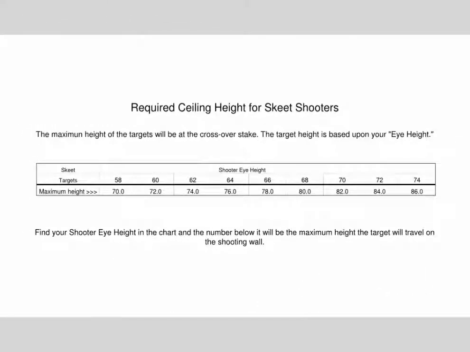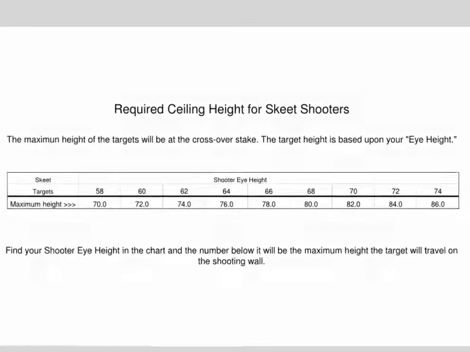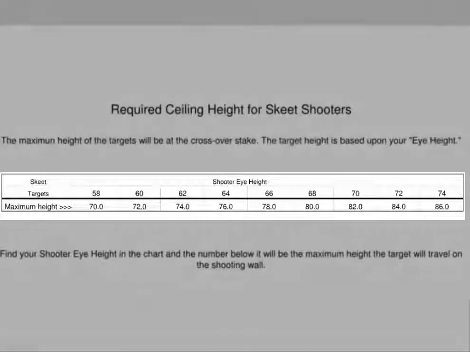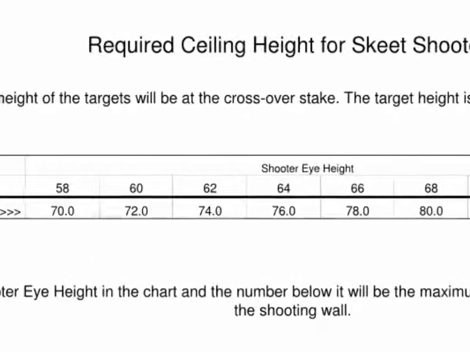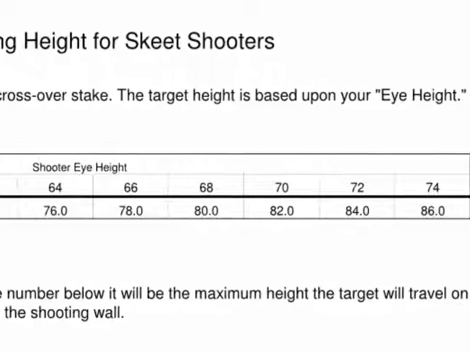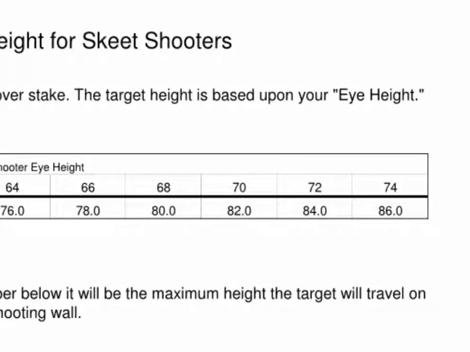For skeet shooting, it's much simpler to determine how high the highest target will fly on the wall. And so you can see in the chart below that between 58 inches as far as a shooter's eye height and 74 inches, the variation remains 12 inches for each case. So in other words, all you really have to do is to determine your eye height and add 12 inches to it, and that will tell you exactly how high the highest skeet target will move on the wall.